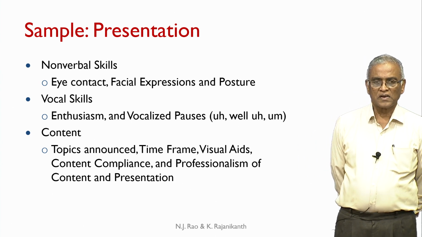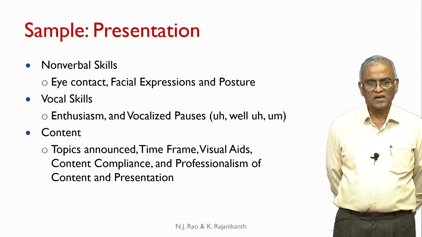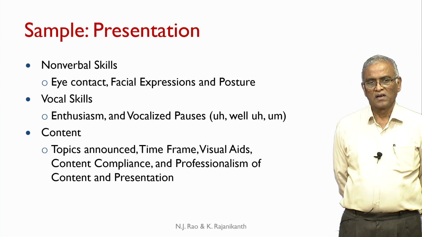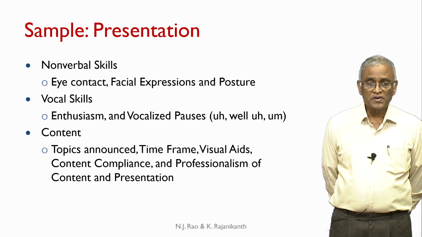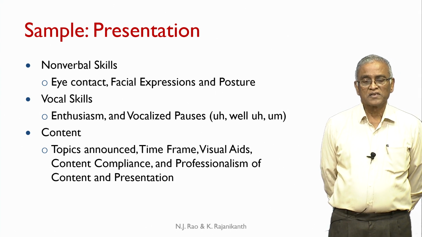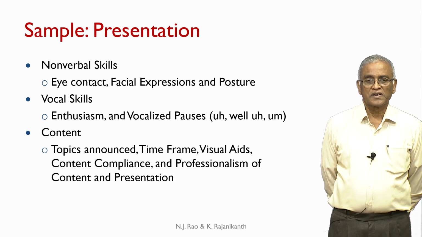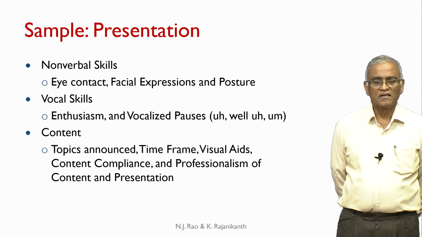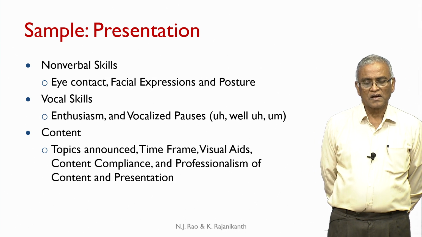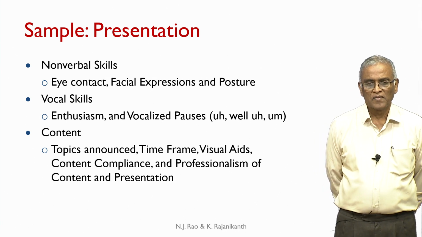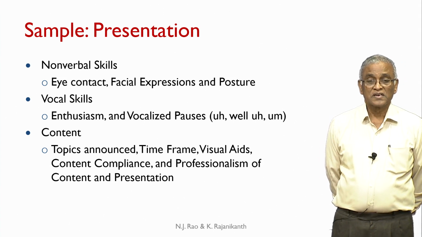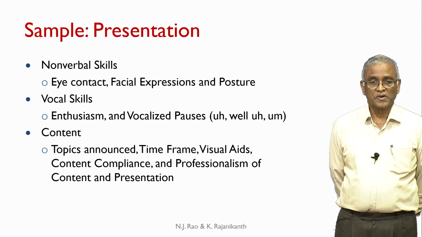And content: topics announced, time frame, visual aids, content compliance and professionalism of content and presentation. All these can be looked at. And how do you give weightage to these 3? Do I give equal weightage to all of them, or do I give different weightage? For example, I can give content 10, vocal skills 5, non-verbal skills 5, or I can change that. I can give equal weightage to all of them, and then ask whoever is evaluating the performance to follow that particular pattern.